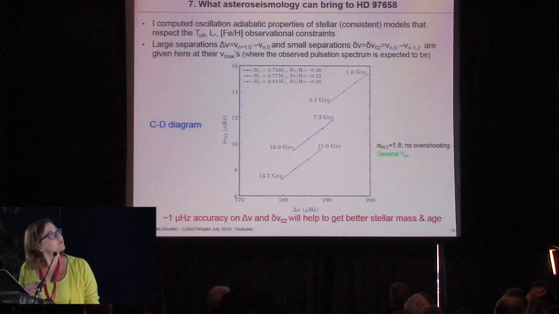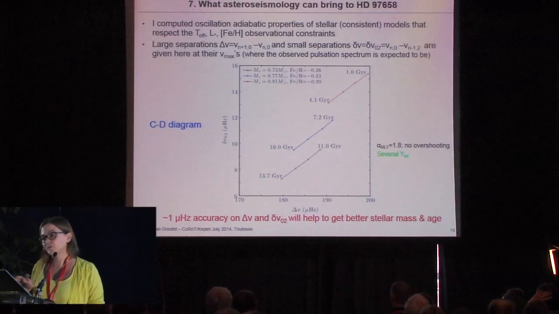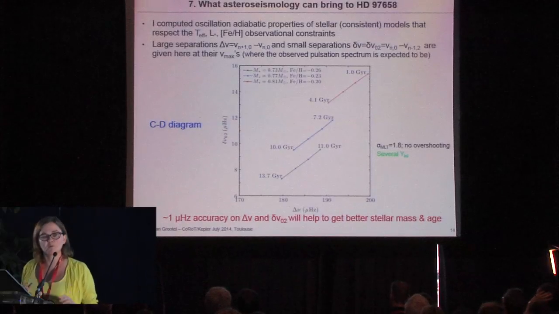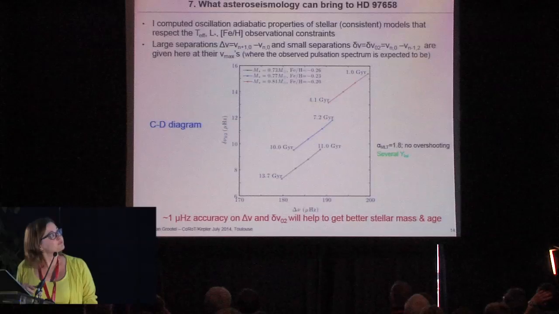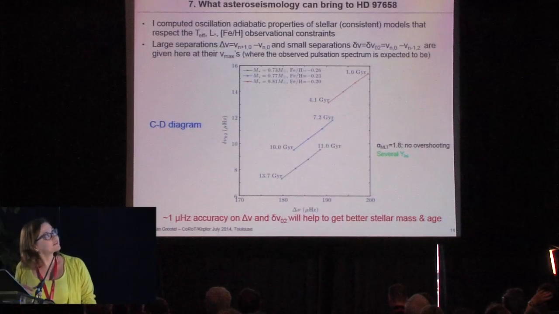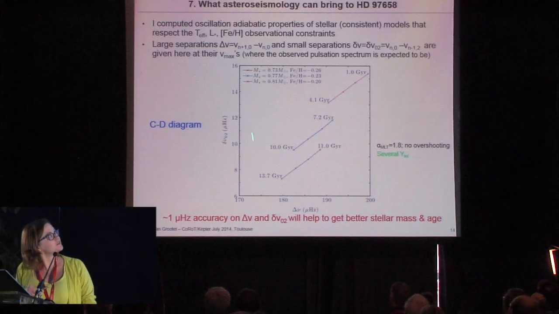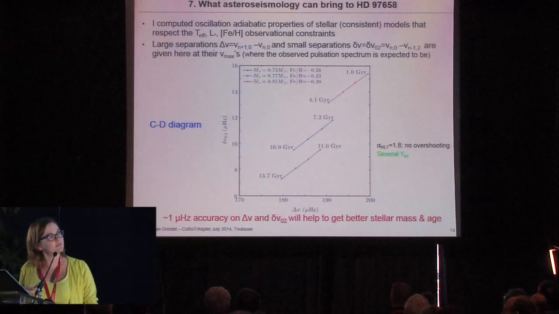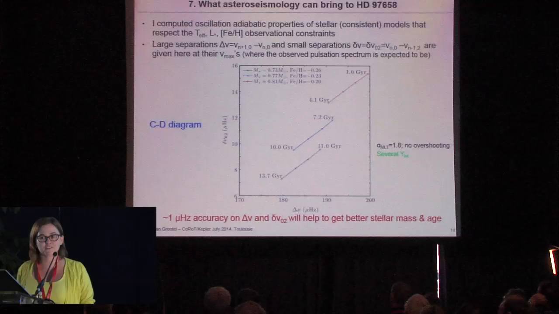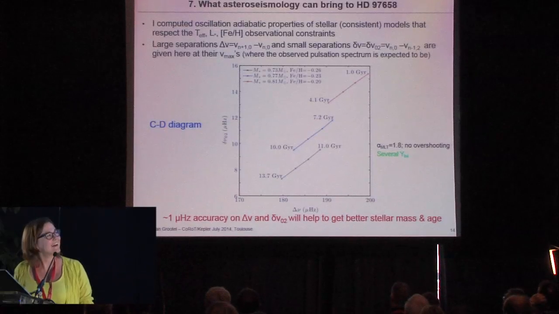And I computed the large separation and the small separation, not from a scaling relation, but directly from the pulsation spectrum that I computed at nu max, where the observed pulsation spectrum is expected to be. And I plot large separation versus small separation. It's called a CD diagram. CD is for Christensen-Dalsgaard, of course.